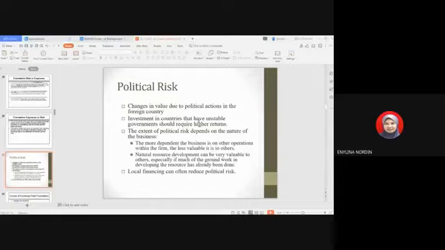So investment in countries that have unstable government should require higher return. Okay, then the investment in our country, for example, will be more risky, then the investors will demand higher return. The extent of the political risk actually depends on the nature of the business, whether that business is more dependent on other operations within the firm or not. If yes, then it will be less valuable to others.